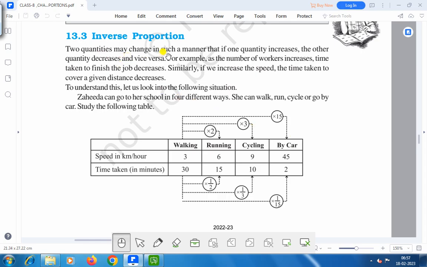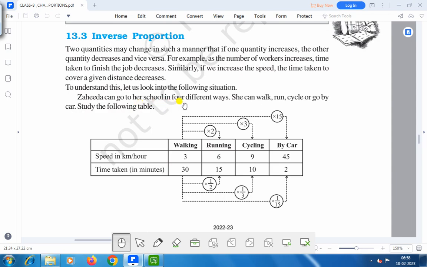Two quantities may change in such a manner that if one quantity increases, the other quantity decreases and vice versa. For example, as the number of workers increases, time taken to finish the job decreases. Similarly, if we increase the speed, the time taken to cover a given distance decreases. To understand this, let us look into the following situation.